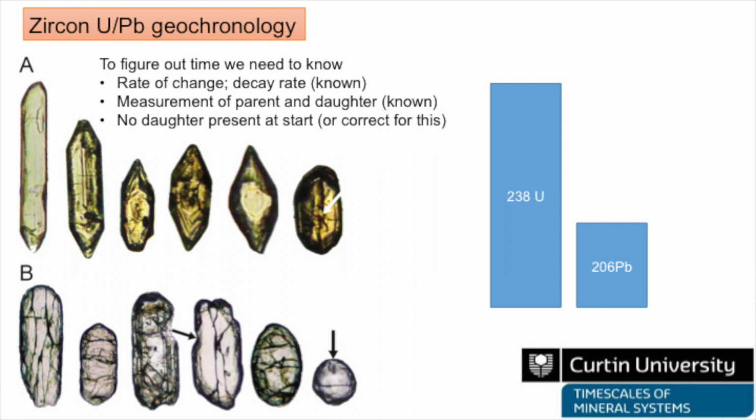We know the rate of change. That allows us to work out the age. So you can see these grains are quite well faceted. These are in granites. In our beach sand, you can see they're much more rounded. They've been through a transportation process.